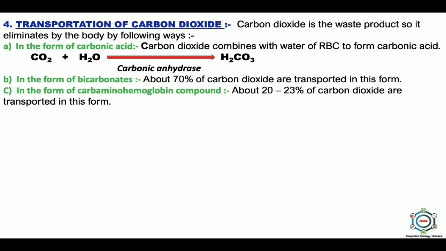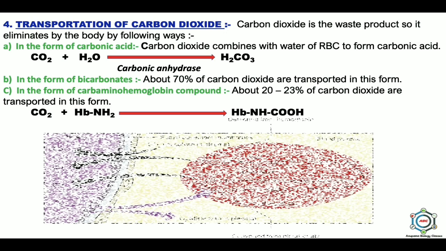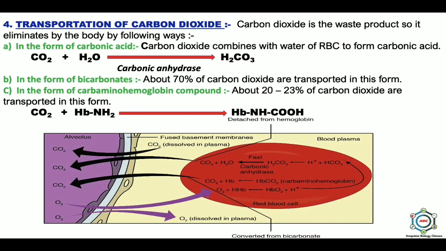And in the form of carbamino hemoglobin compound, about 20 to 23% of carbon dioxide is transported. Here, the CO2 combines with the amino group of hemoglobin to form a complex carbamino hemoglobin compound. So this is the way all the carbon dioxide produced in tissues is transported to lungs, from where it is expelled out through expiration.